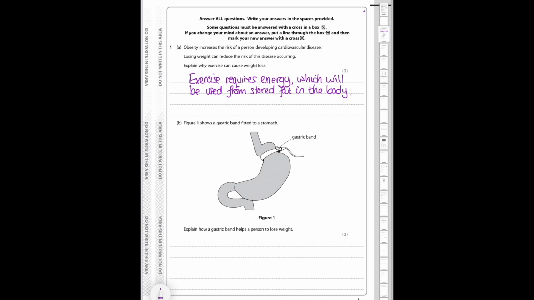For part B, we're shown figure 1, which shows a gastric band fitted to a stomach. Explain how a gastric band helps a person to lose weight. So the gastric band will reduce the volume of the stomach, which will then restrict the amount of food that's taken in.